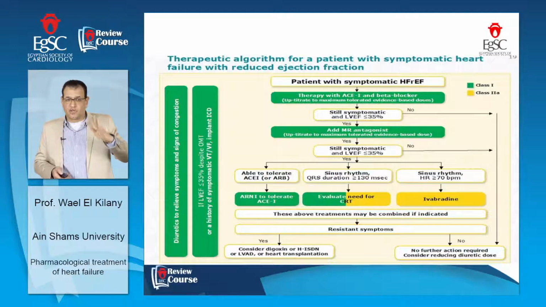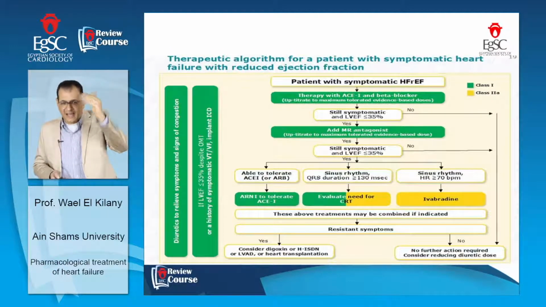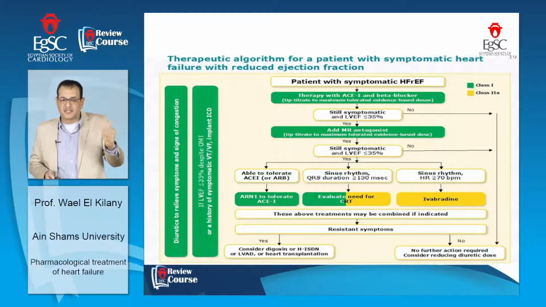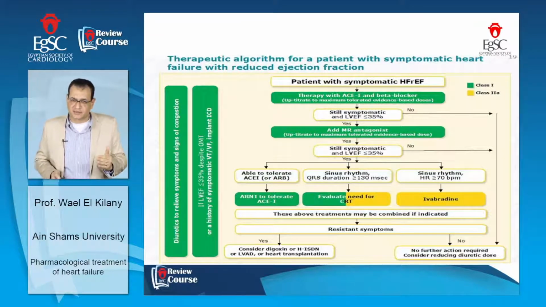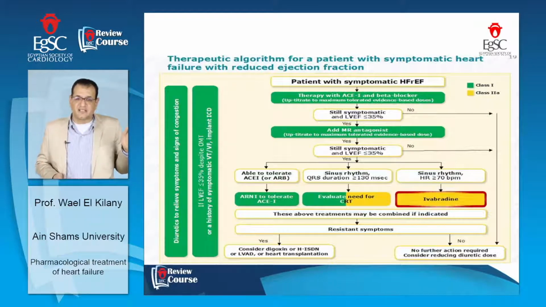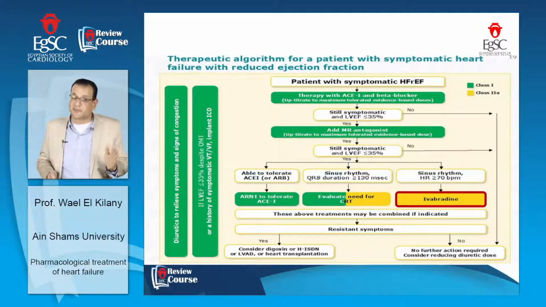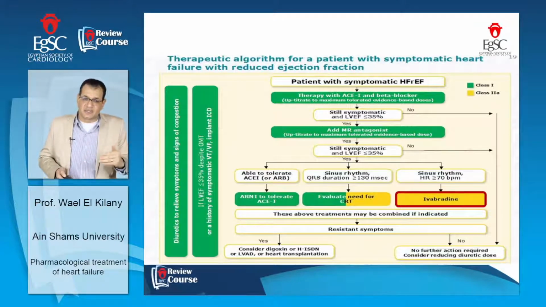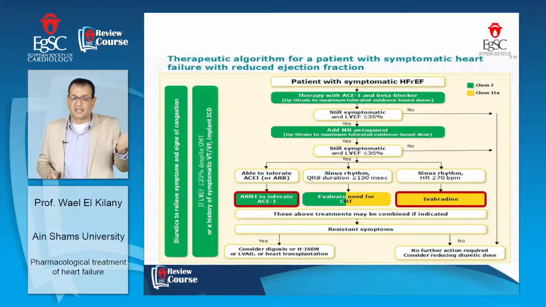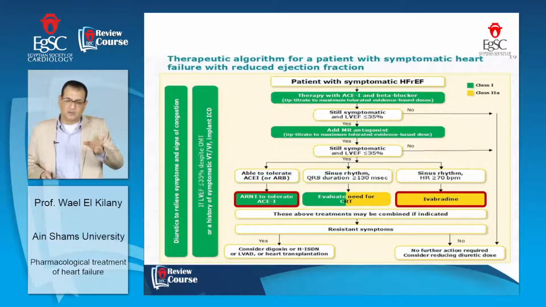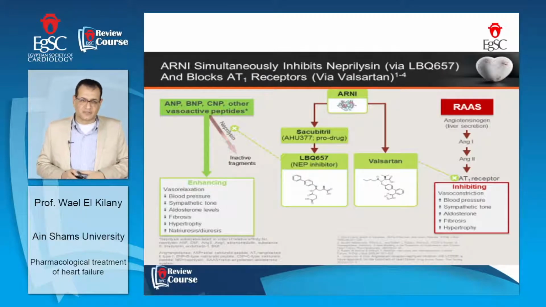So, first of all, we give diuretics to all patients, and then we give ACE inhibitors, beta blockers, and MRA antagonists if the patient is still symptomatic. What if the patient is still symptomatic after all these drugs? So you check if he is in sinus rhythm and the heart rate is above 70, so you give ivabradine. And if the patient is able to tolerate ACE inhibitor or ARB, you can give ARNI. And we are going to talk a bit about this.